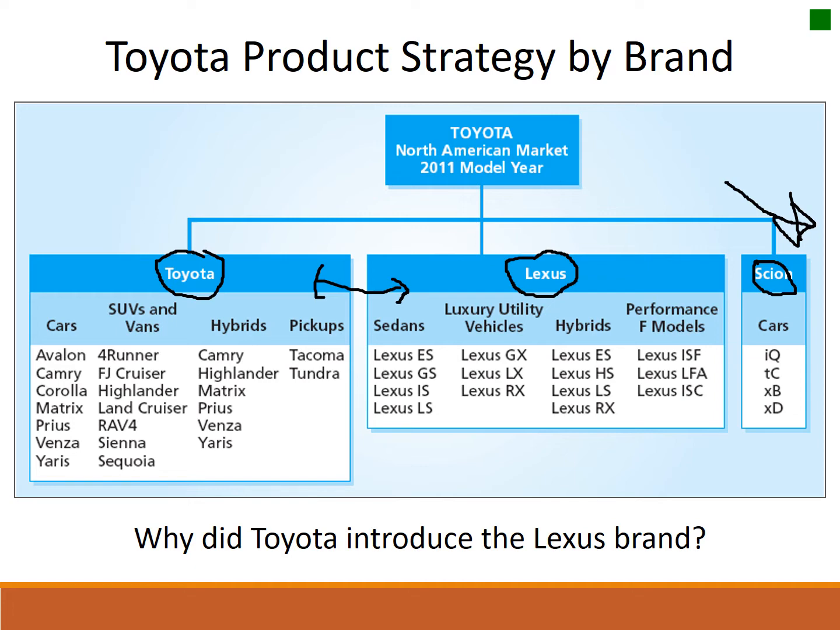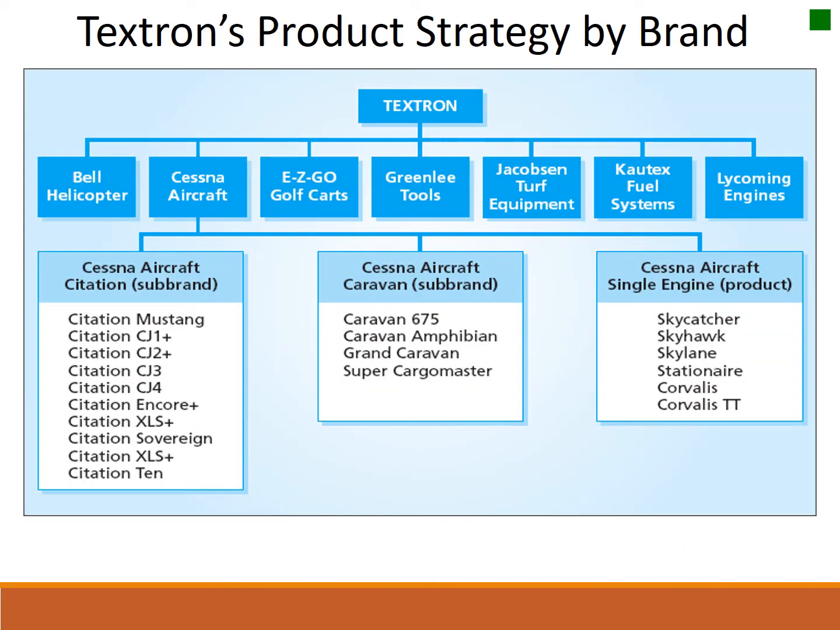We can also think about, again, shared resources with product platforms as well. Here's another example: Textron's product strategy array here by brand. They have helicopters, they own Cessna, they have E-Z-GO carts, they have a lot of different brands they own, all associated with small engines or recreational vehicles or things along that line. So again, we've got all of these strategic business units that are all within the Textron family. Just under Cessna, they have the Citation sub-brand, the Caravan sub-brand, and then they have single engine products. So we can have brands within brands.